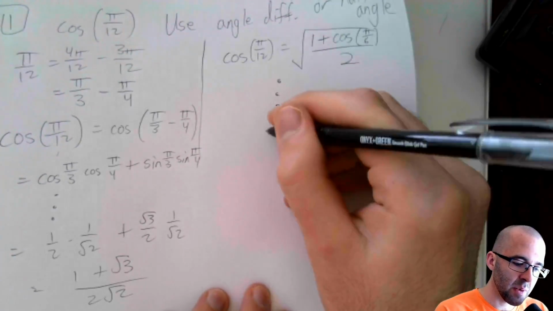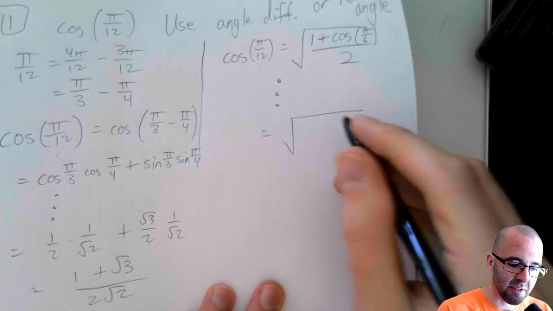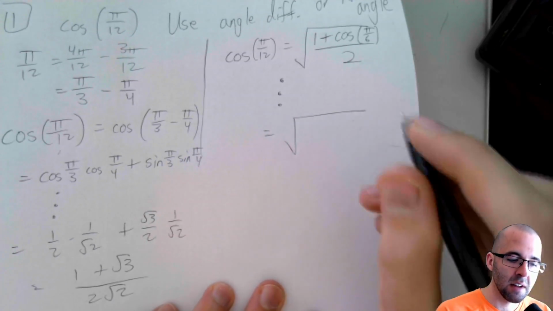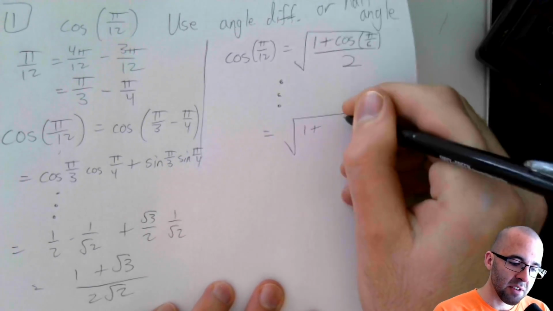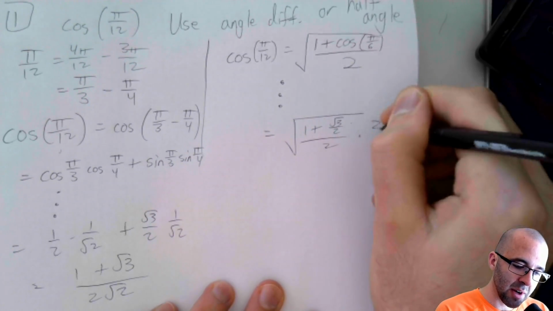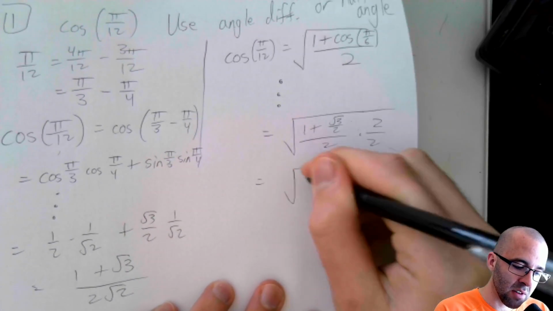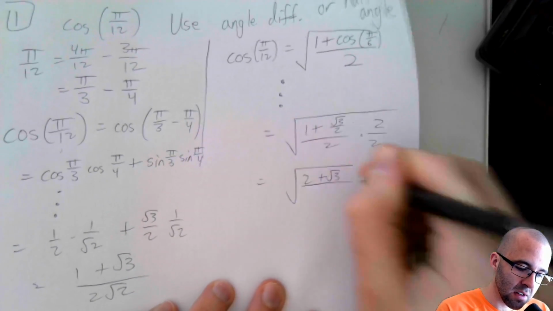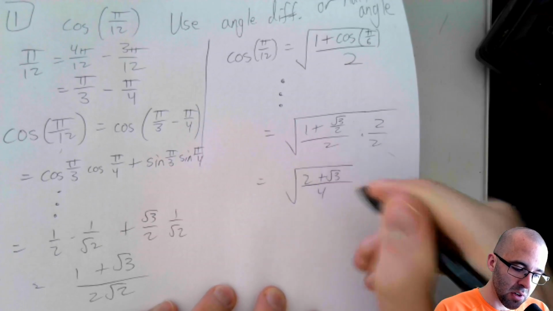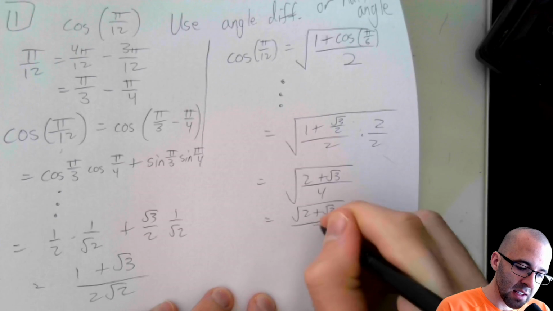All right, and if you do it this way, again, feel free to ask questions. I'm just doing this kind of for my own curiosity. Cosine of pi over 6 is root 3 over 2. Multiply by 2 over 2 to get rid of the complex fraction, you get the square root of 2 plus root 3 over 4. Square root of 2 plus root 3 over 2.